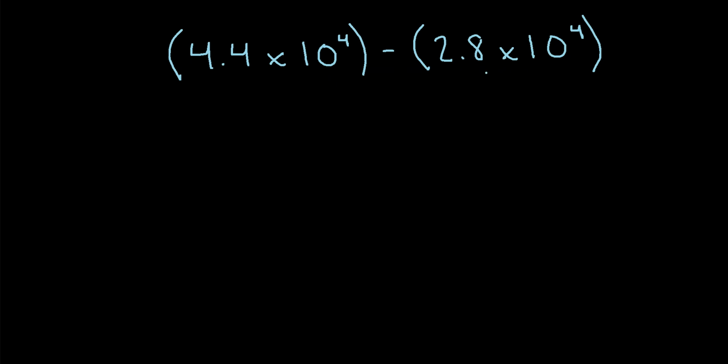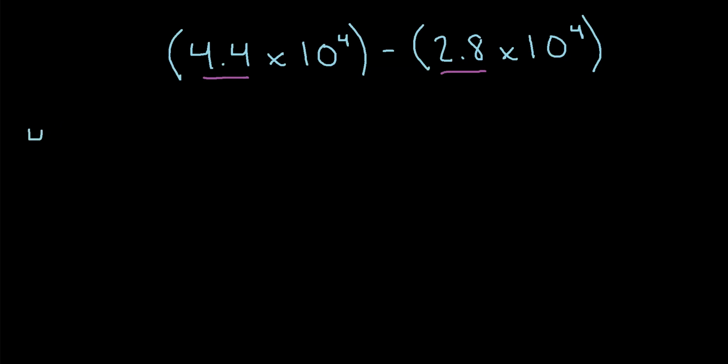Now, the trick here is when we're subtracting numbers in scientific notation, we want to make sure that the numbers that have a base 10, so this number and this number, have the same exponent. We can see this one has an exponent of 4, and this one also has an exponent of 4. Now, when they have the same exponent like this, all we have to do is subtract the coefficients, or the numbers out front. So we just need to do 4.4 minus 2.8.